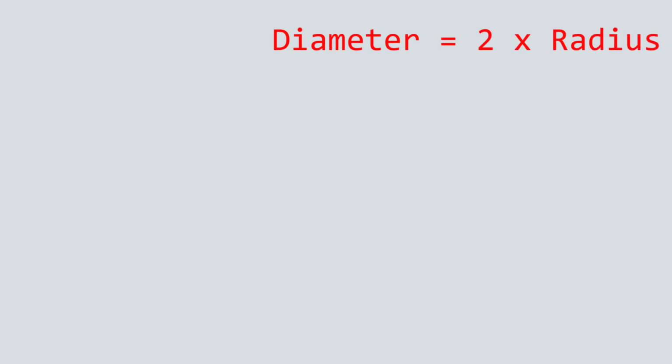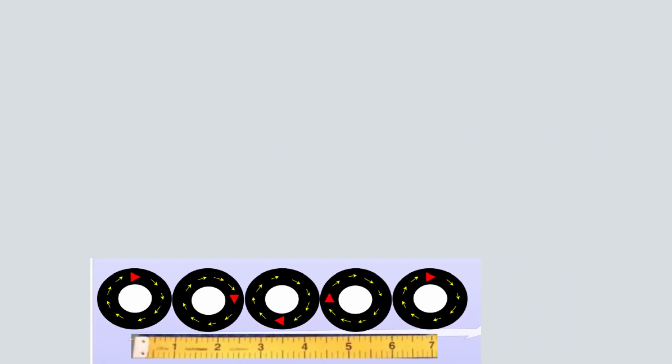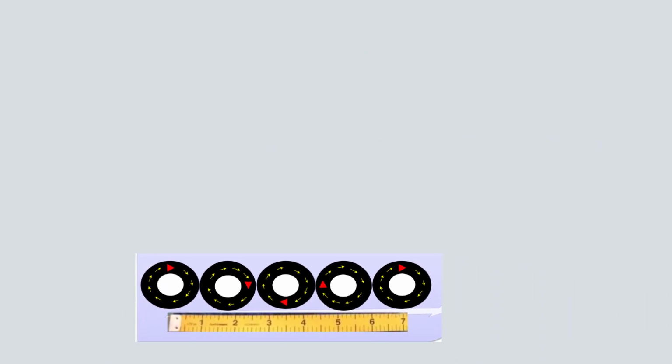If we know the diameter of a circle, how can we calculate the circumference? As you can recall, it is a simple formula. Circumference equals pi times diameter. Pi equals 3.14159. What does the tire circumference tell us? By calculating the tire circumference, we can find out how much distance the tire travels in a single rotation.